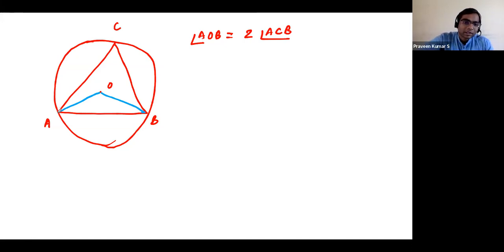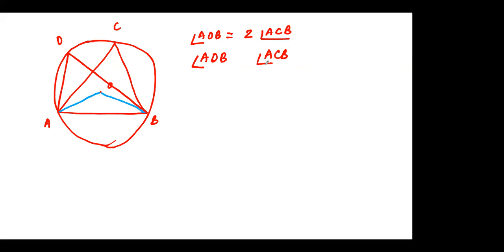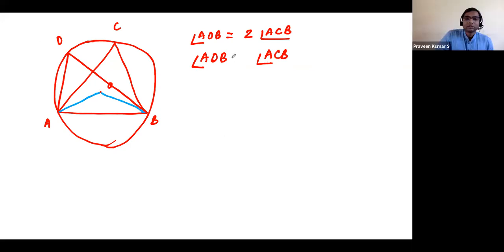Let me also ask one more question. Let's say there is a point D here. Can you say something about angle ADB and angle ACB? They both will be equal. Yes, very good. How do you know that they both will be equal?